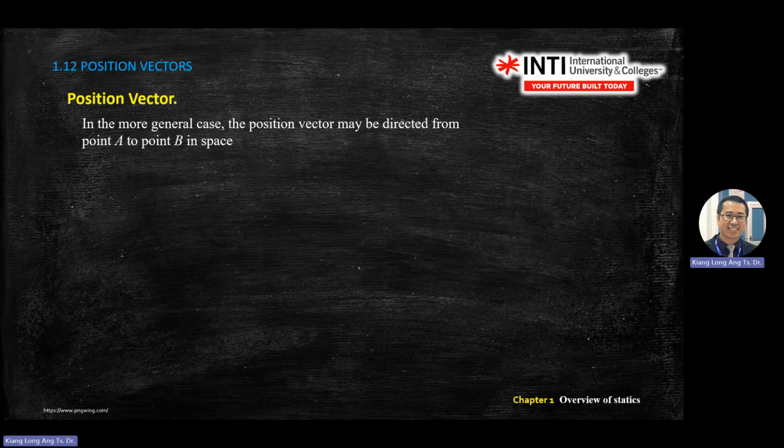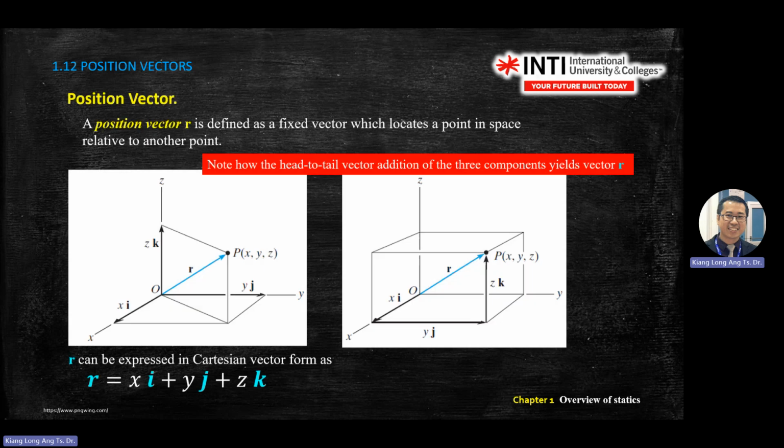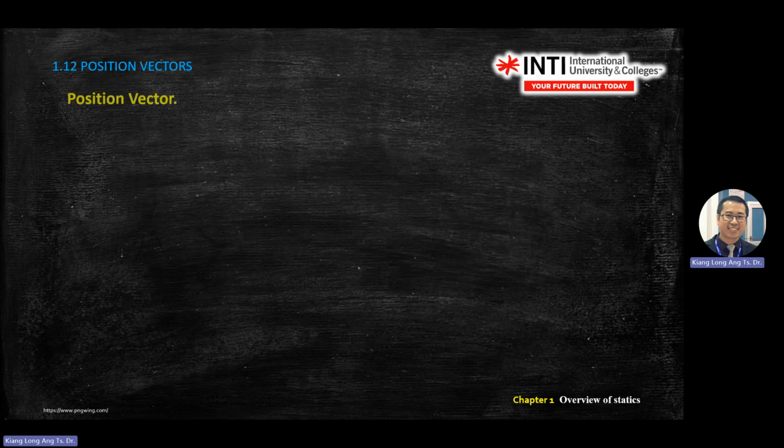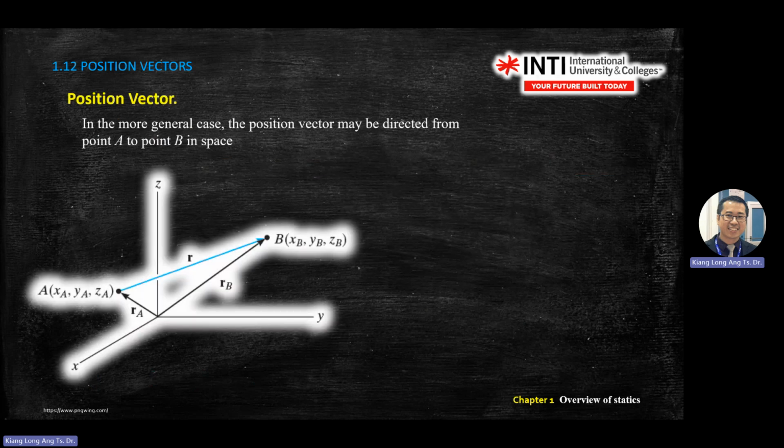So just now, this is a perfect case. Why do I say perfect case? You start from the origin of the axis. Of course, in real life, you cannot always pull your origin to somewhere. You cannot always say, oh, I must start from here. So in the real case, the vector or the force can start from anywhere in the space.